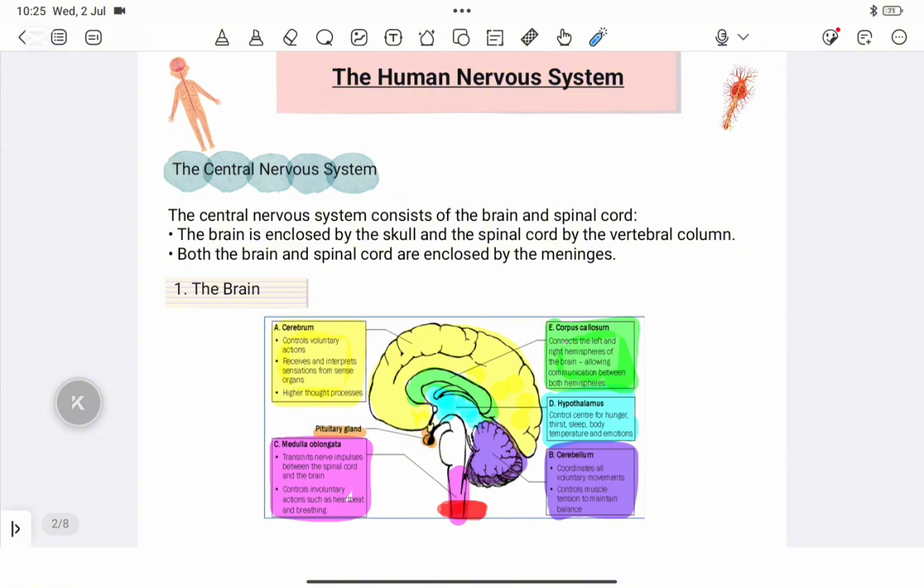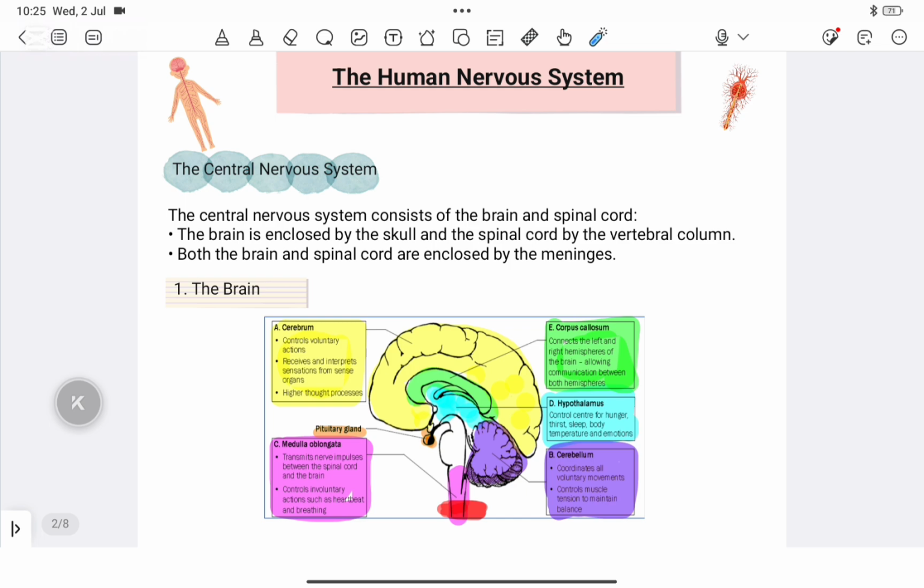In today's video we are going to be looking at the human nervous system. We're going to start with the central nervous system, which consists of the brain and the spinal cord. Please do not just say spine in your exam, it is wrong, it's spinal cord. The brain is enclosed by the skull, meaning that your skull covers or protects the brain, and the spinal cord by the vertebral column.